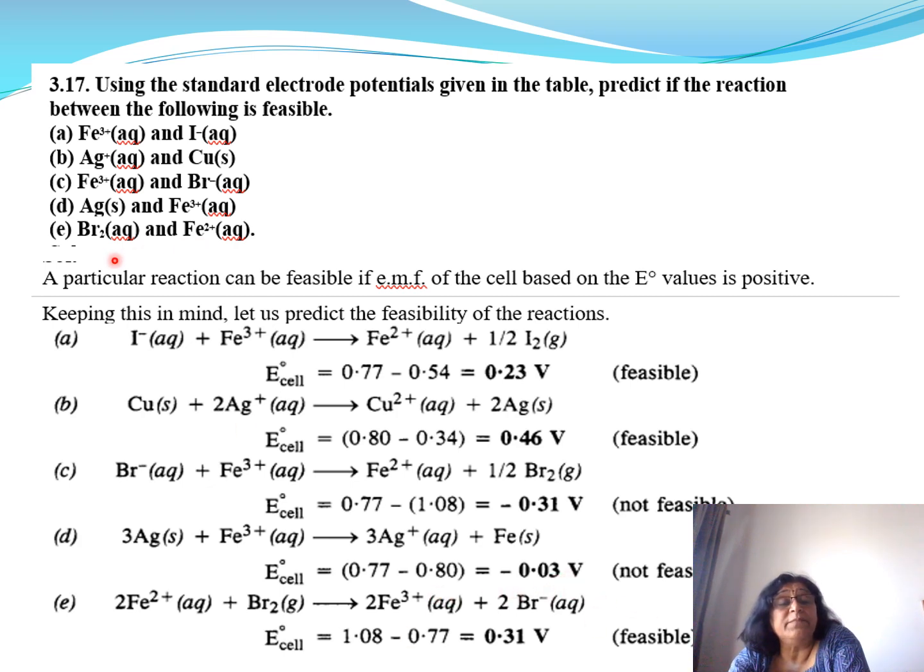Then Fe2 plus and Br2. Fe2 plus is changing to Fe3 plus, Br2 is changing to Br minus. Okay. So this is 1.08 minus 0.77, so this is 0.31 volts. Again this is feasible. So likewise children, by calculating the EMF of the cell, you can find out whether it is feasible or not feasible.